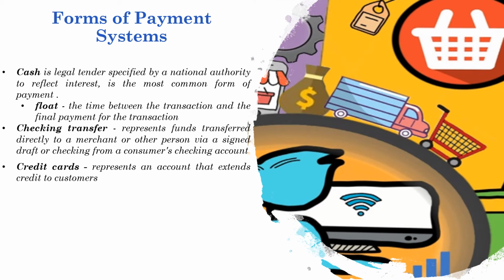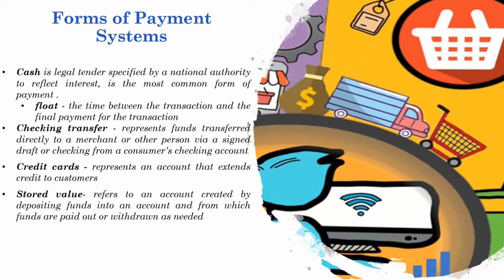And then we have credit cards. A credit card represents an account that extends credit to customers, which allows consumers to buy goods while postponing payment and to make purchases with one instrument from several vendors. The payment card companies such as Visa and MasterCard are non-profit organizations that set guidelines for issuing banks, such as Citibank, that usually issue credit cards and process the transactions.